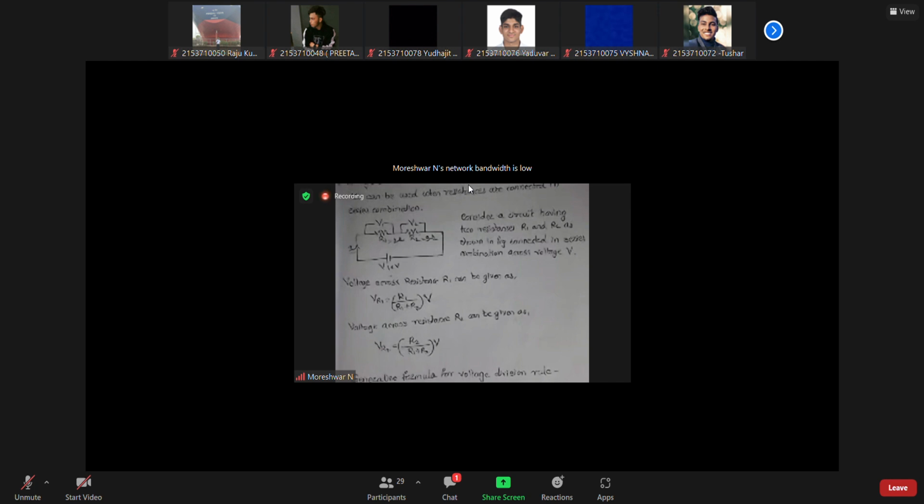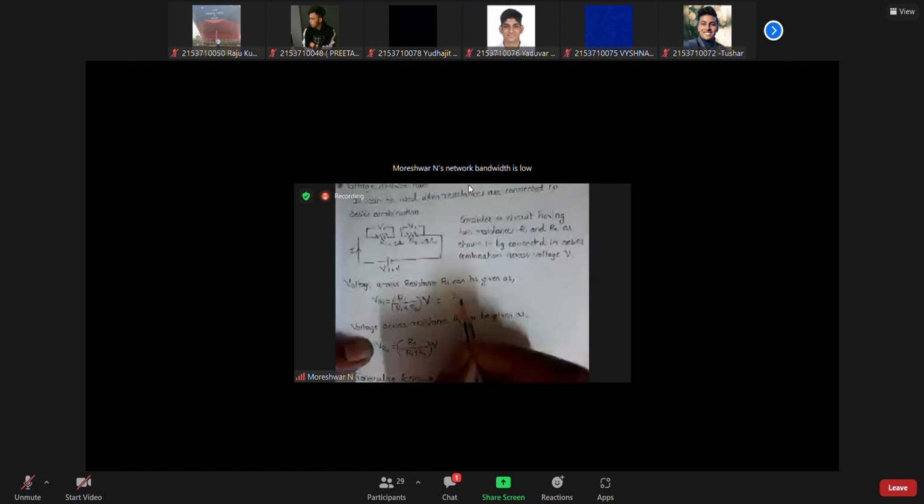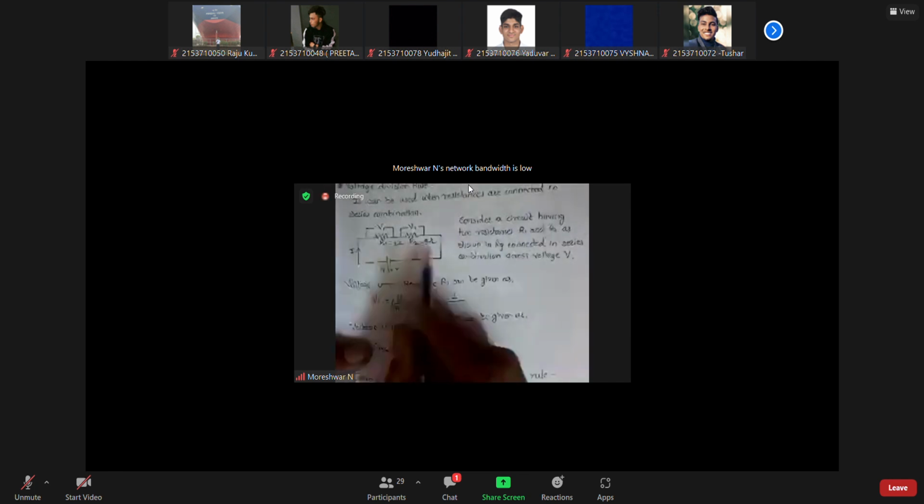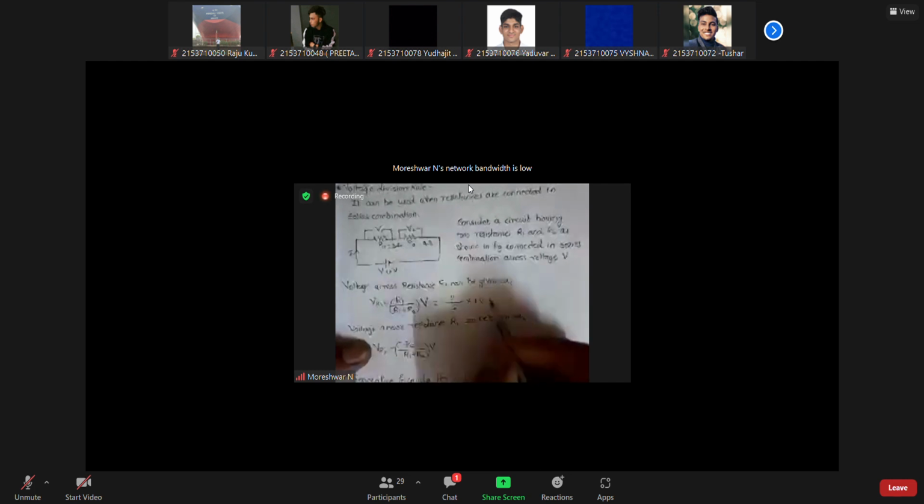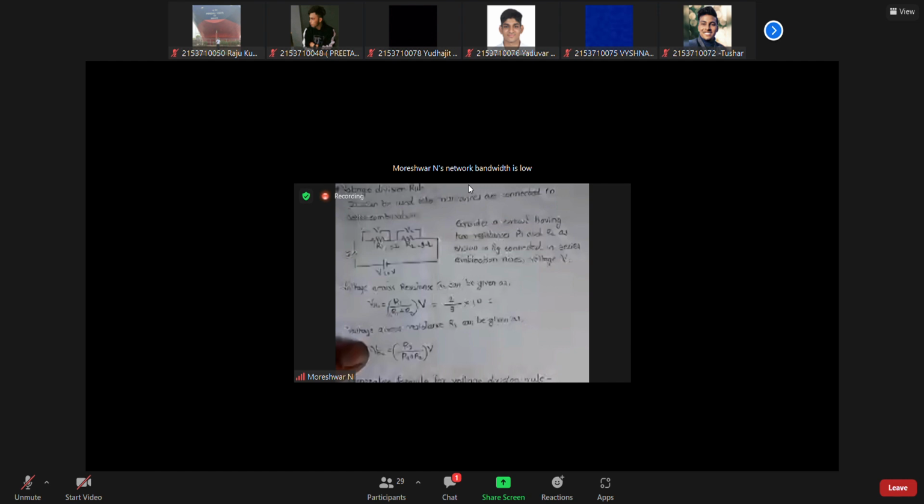Anyway, we want to cross verify this. For the calculation of VR1, the formula is R1 divided by R1 plus R2. The value of R1 is 2, divided by 2 plus 3, which is 5, multiplied by 10. 2 by 5 is 0.4, multiplied by 10. So the answer here is 4 volt.